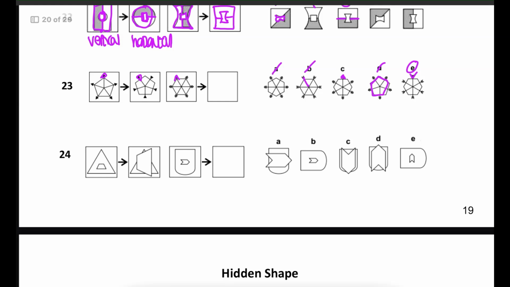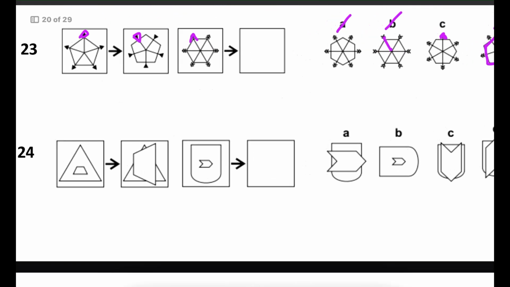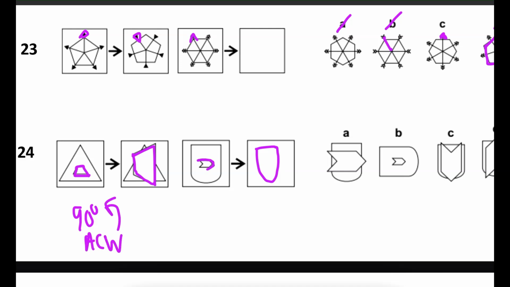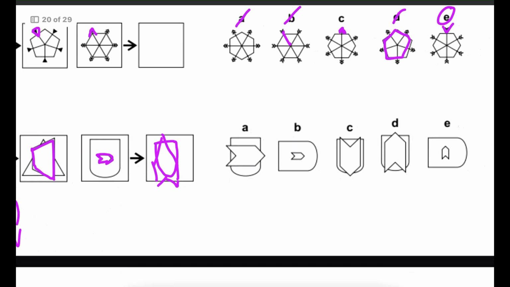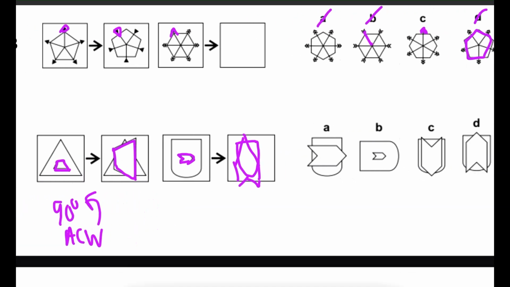Question 24. So the outside shape stays the same. So here we're going to have, and it says the same size as well. Then the inside shape increases in size and it rotates 90 degrees anti-clockwise. So this shape, once it's rotated 90 degrees anti-clockwise, it's going to end up looking like that. The answer here is D.